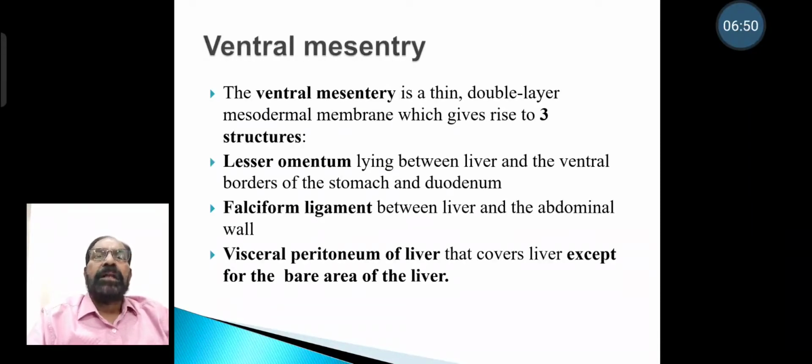Ventral mesentery. The ventral mesentery is a thin double-layered mesodermal membrane which gives rise to three structures. Lesser omentum lying between the liver and the ventral borders of stomach and duodenum. Falciform ligament between the liver and the anterior abdominal wall. Then visceral peritoneum of the liver that covers the liver except for the bare area of the liver.